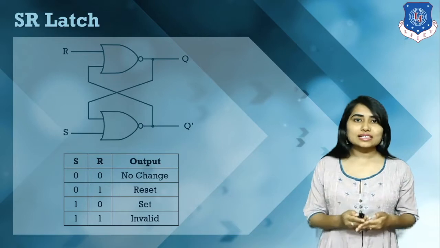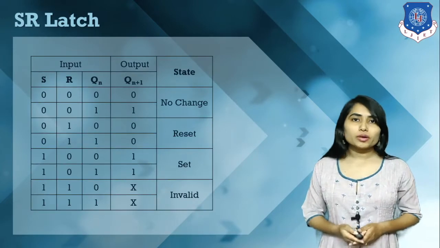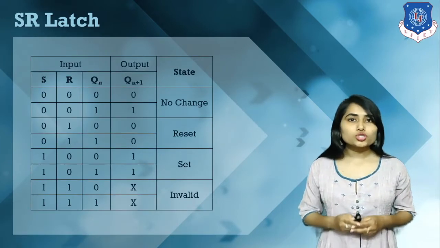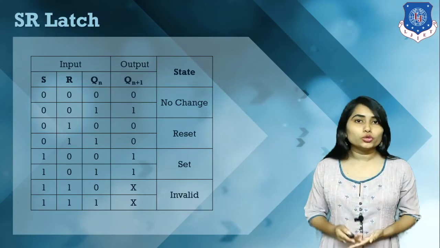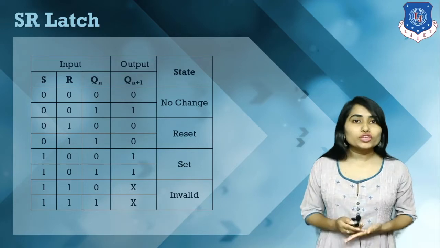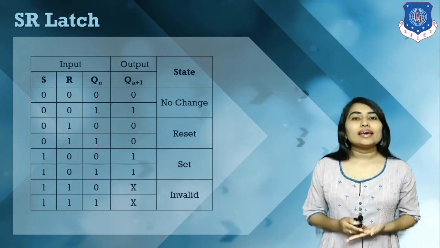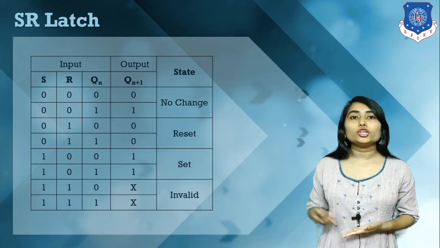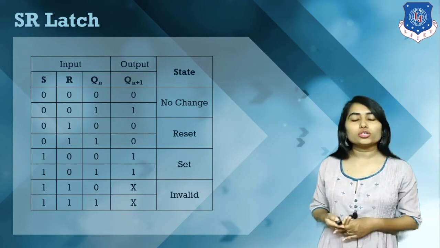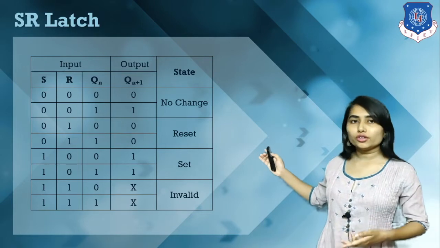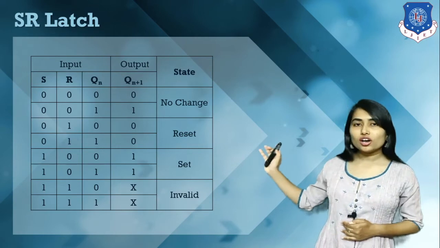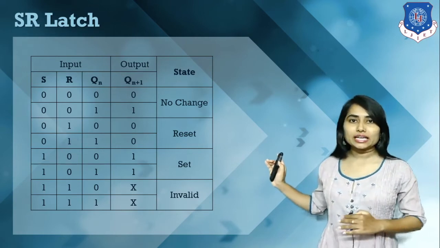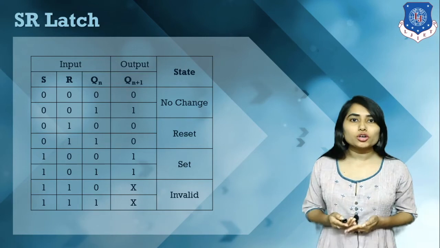Now let's discuss the truth table of this SR latch. In this SR latch we have 3 inputs: S, R and the past output Q. As we have 3 inputs, we have a total of 8 possible combinations. S and R are our normal 2 inputs, and Q is our past output, and these are all inputs for the present condition.